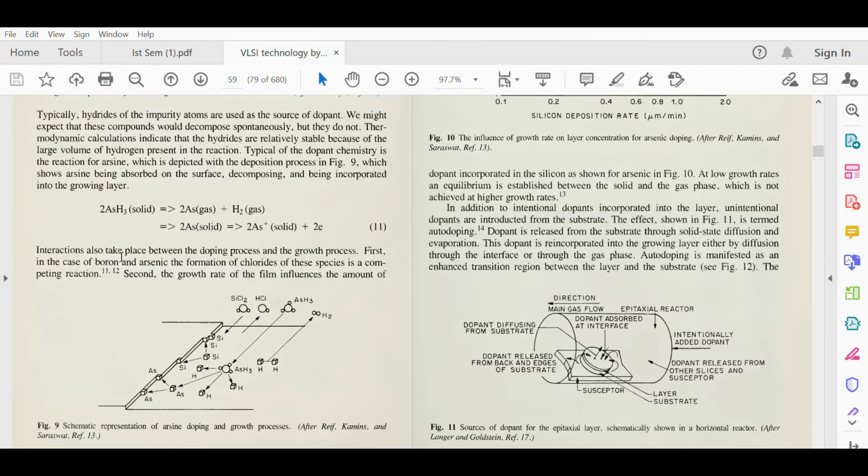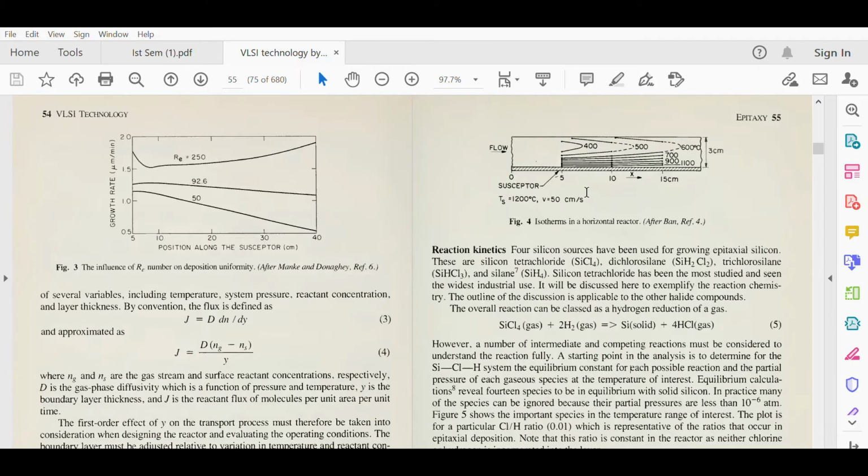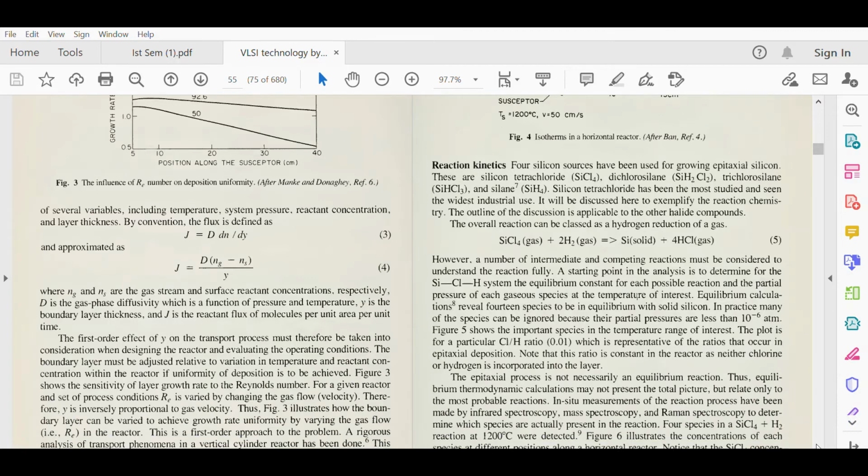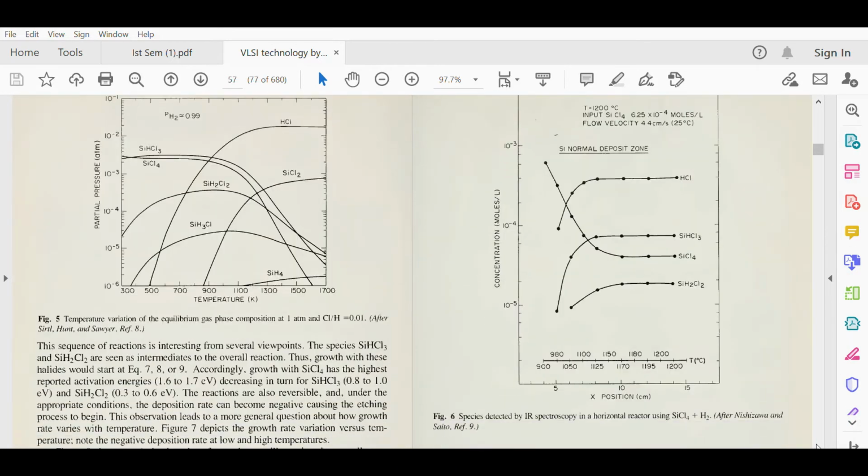First is the case of boron and arsenic. The formation of chlorides of these species is a competing reaction. Second, the growth rate of the film influences the amount of dopant incorporated in the silicon, as shown in figure 10. At low growth rates, an equilibrium is established between the solid and the gas phase, which is not achieved at high growth rates.